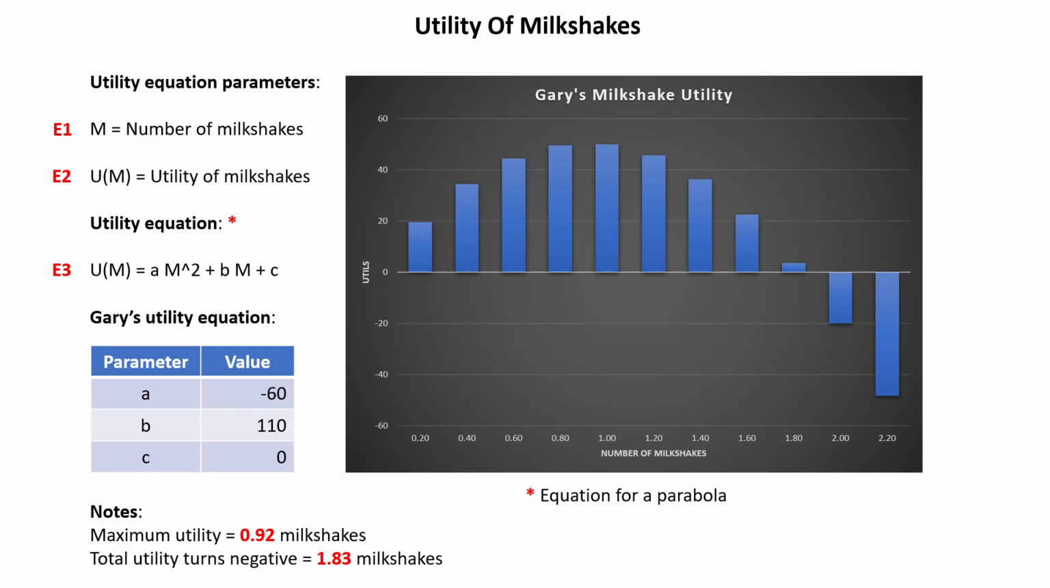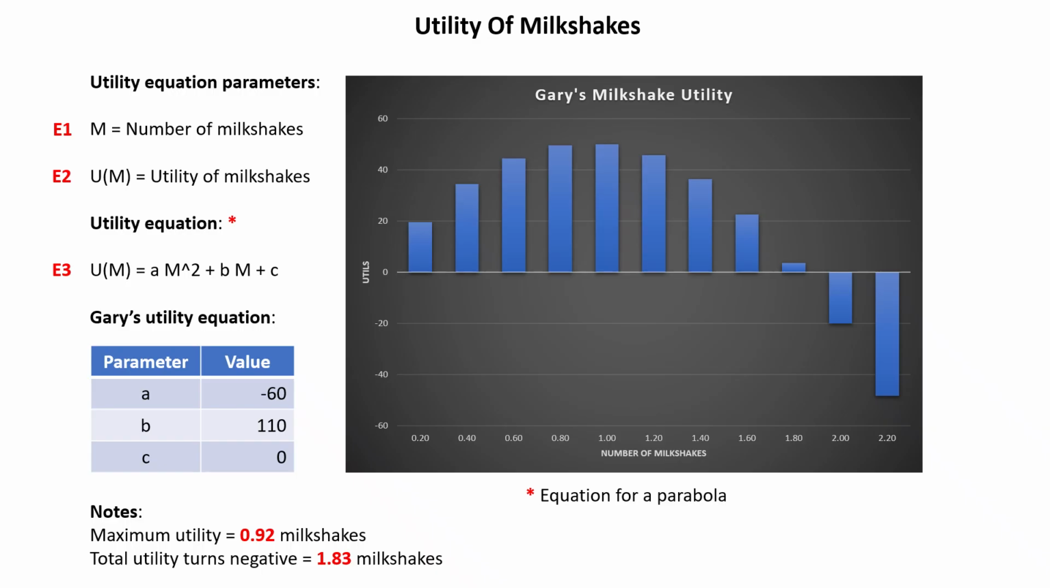So just by taking into account the shape of that graph, we can model my utility using a parabola. And a parabola, in this case, my utility model would be A times M squared. Remember, M is the number of milkshakes, so it'd be A times M squared plus B times M plus C. That's the equation for a parabola, and that fits a consumer of milkshakes and his utility of those consumption numbers.